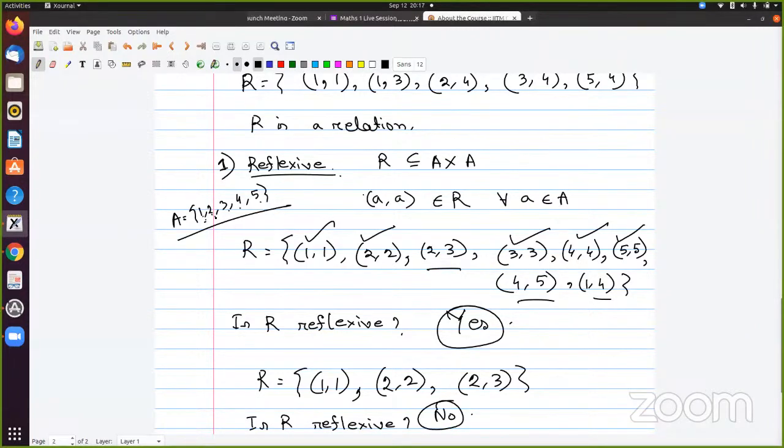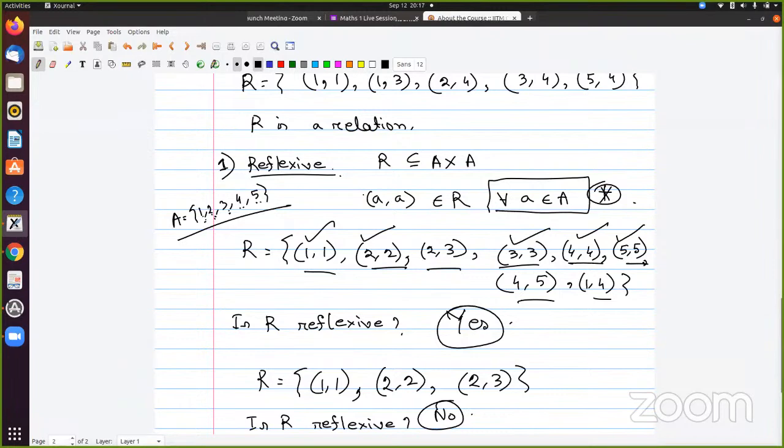All of 1 comma 1, 2 comma 2, 3 comma 3, 4 comma 4, 5 comma 5. All 5 should be there. Otherwise, it is not a reflexive relation. Is it clear? It is for all A. This is very important here. For reflexive, all of these should be there, and whatever other element is there, it is okay.